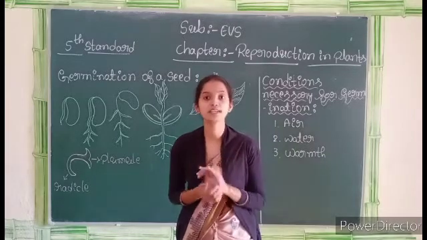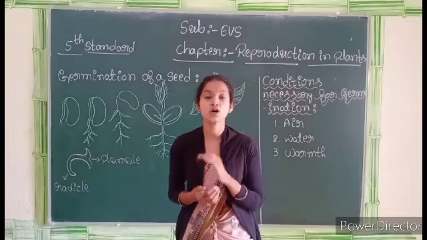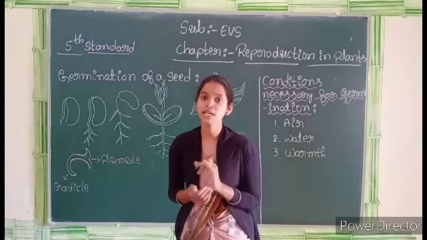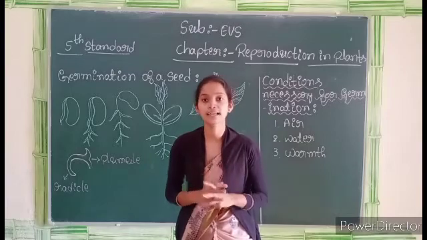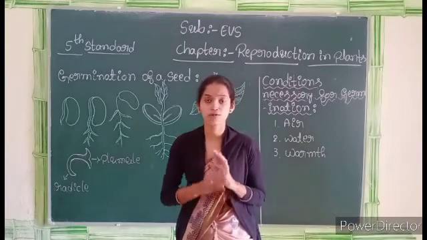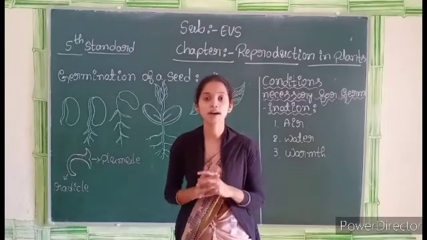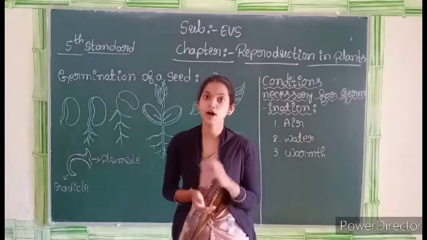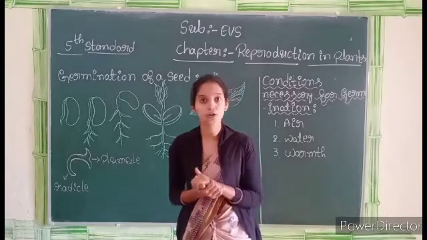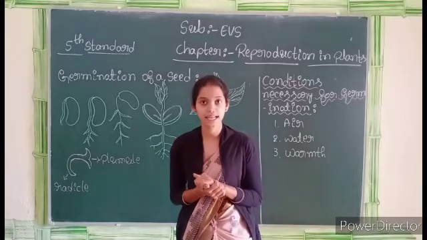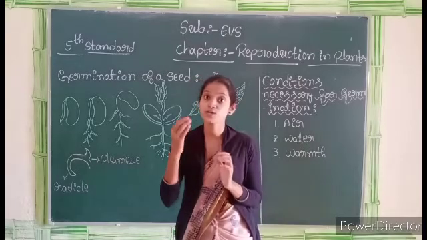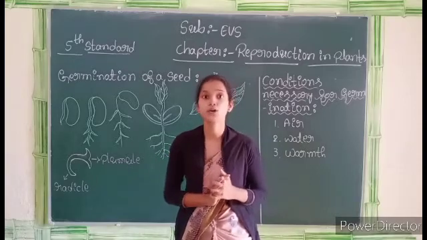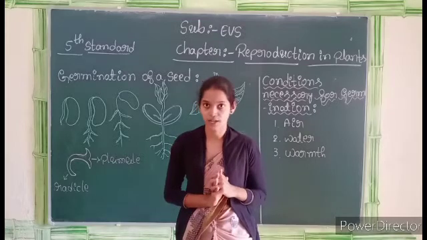The seed will not germinate until it gets suitable environmental conditions. During germination, the baby plant gets all its food from the cotyledons or seed leaves. In the previous class, I already told you that food is stored in the cotyledons or seed leaves, right? So that stored food is used by the baby plant during germination.